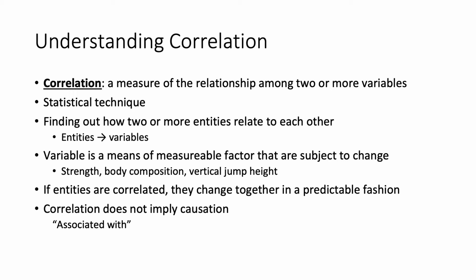If the entities or variables are correlated, they change together in a predictable fashion. Remember, correlation does not mean causation. Even though there is a correlation between two variables, we cannot say that one causes the other. For example, there is a correlation with smoking and lung cancer, such as both increase together. Even though some people will say that smoking causes lung cancer, we cannot make that statement based on correlational analysis. A preferred way to say it is, increased smoking is associated with increased chance of developing lung cancer.